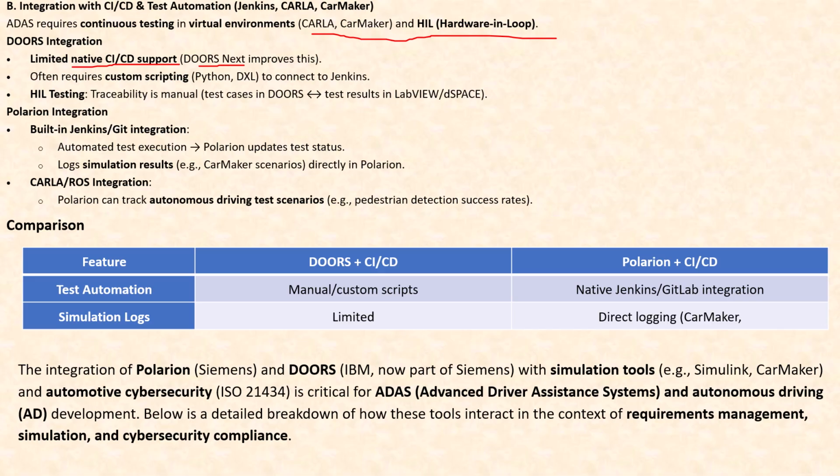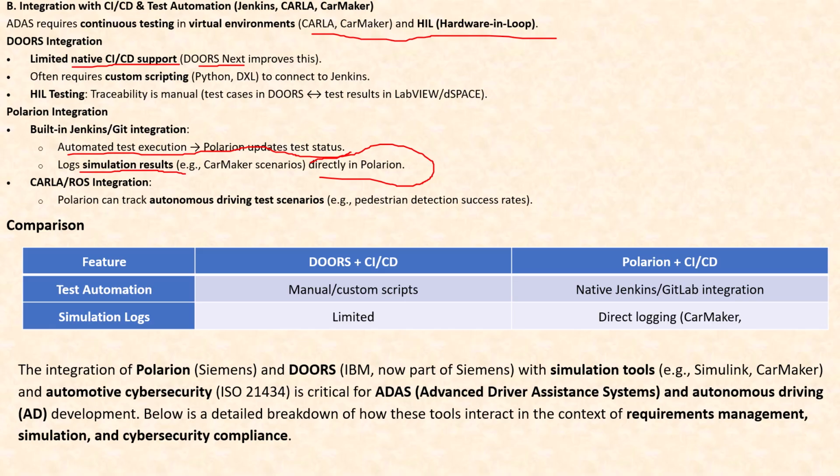It often requires custom scripting in Python to connect to Jenkins, and also HIL testing. Traceability is manual. This is something which I already said in the previous slide. Traceability is manual when it comes to DOORS integration, but with Polarion, automated test execution updates test status automatically, and it also logs simulation results directly into Polarion. This is very important.